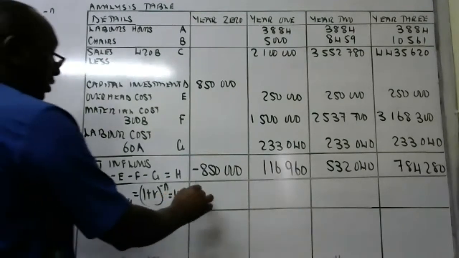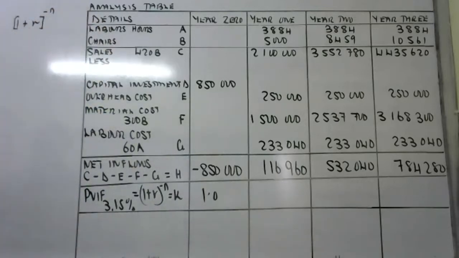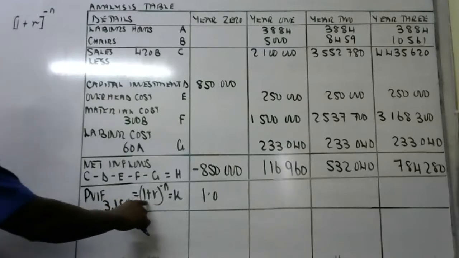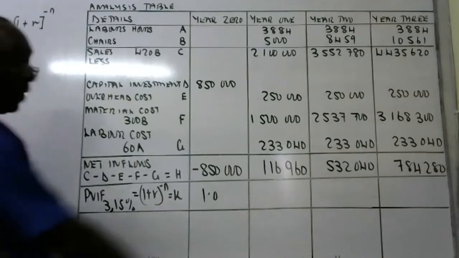So the first one will obviously be 1. The next one is 0. So it is 3 years for 15%. So now, ukiwa hapa, tunaweka total kwa 1.15. So sasa hapa, you raised to power 0, equal 1. Hapa, you raised to power minus 1.